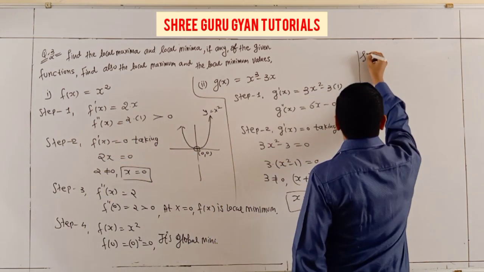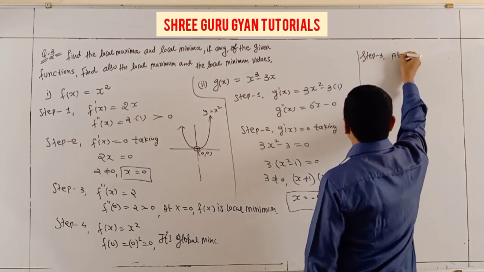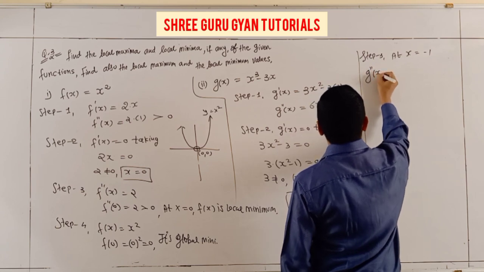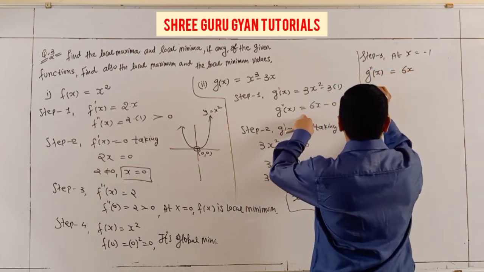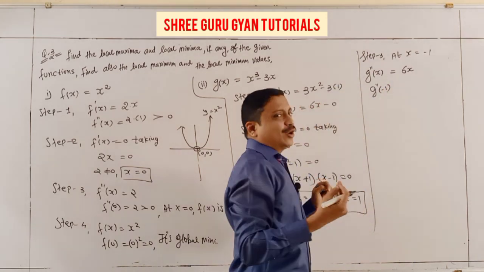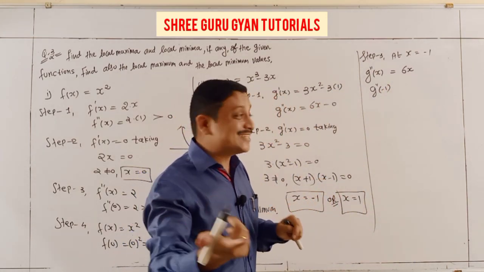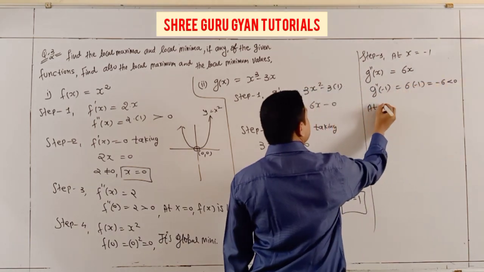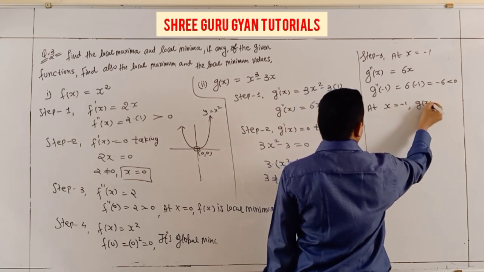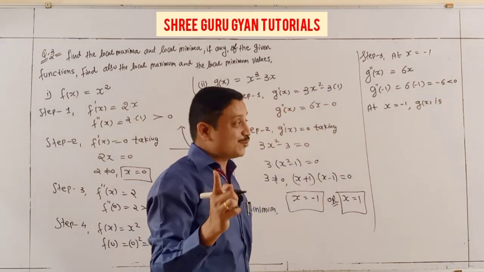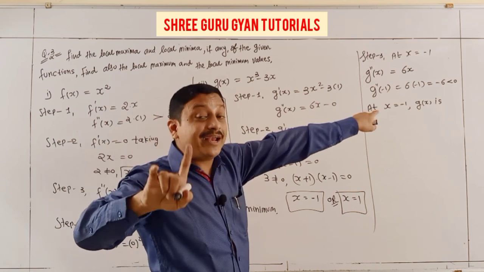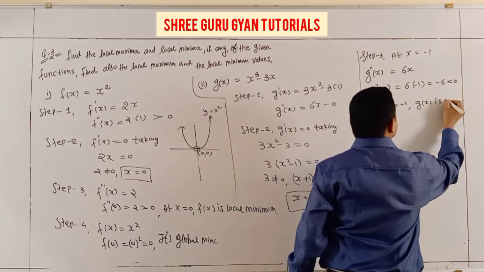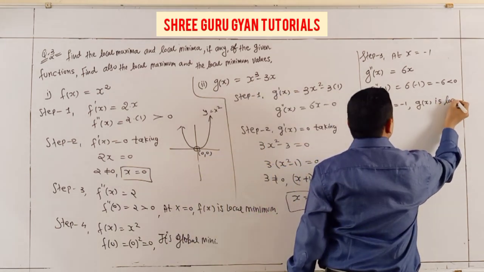So my step 3: check the sign of g double dash x. Students, my g double dash x value is 6x. I put in minus 1 and find whether it is more than 0 or less than 0. Yes, 6 times minus 1 is less than 0. So at x equal to minus 1, g(x) is, if less than 0, you write down it is a maximum value, so g(x) has a local maximum.